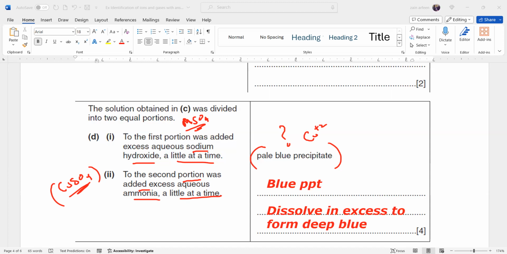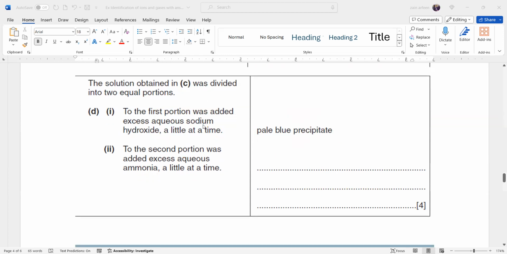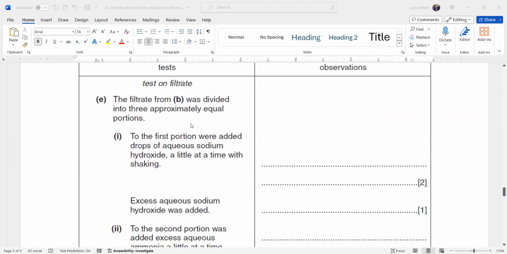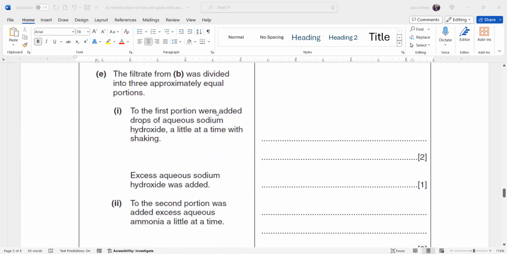So again, nothing is new in this question. You just have to use the table and write the answers. But it's important, interpretation is important. Now, test on the filtrate. The test on the filtrate means the zinc salt. So we are carrying out a test on a filtrate. It's a zinc salt. We know it's zinc, but we don't know which negative ion or which anion is there. To the first portion was added drops of sodium hydroxide little at a time with shaking.